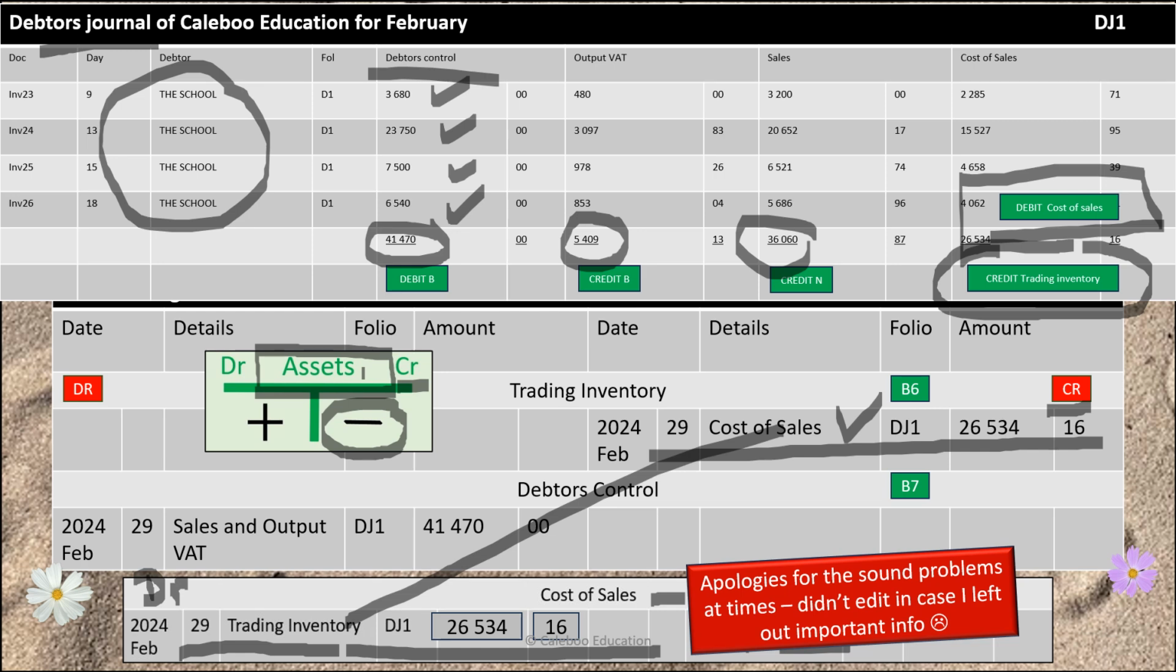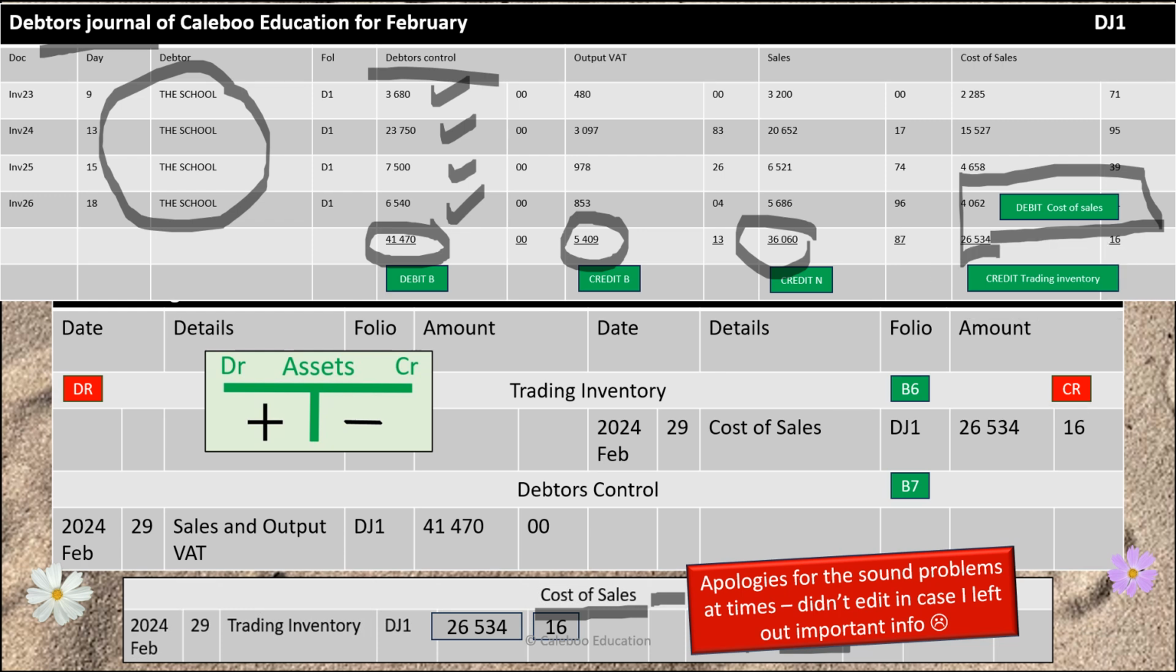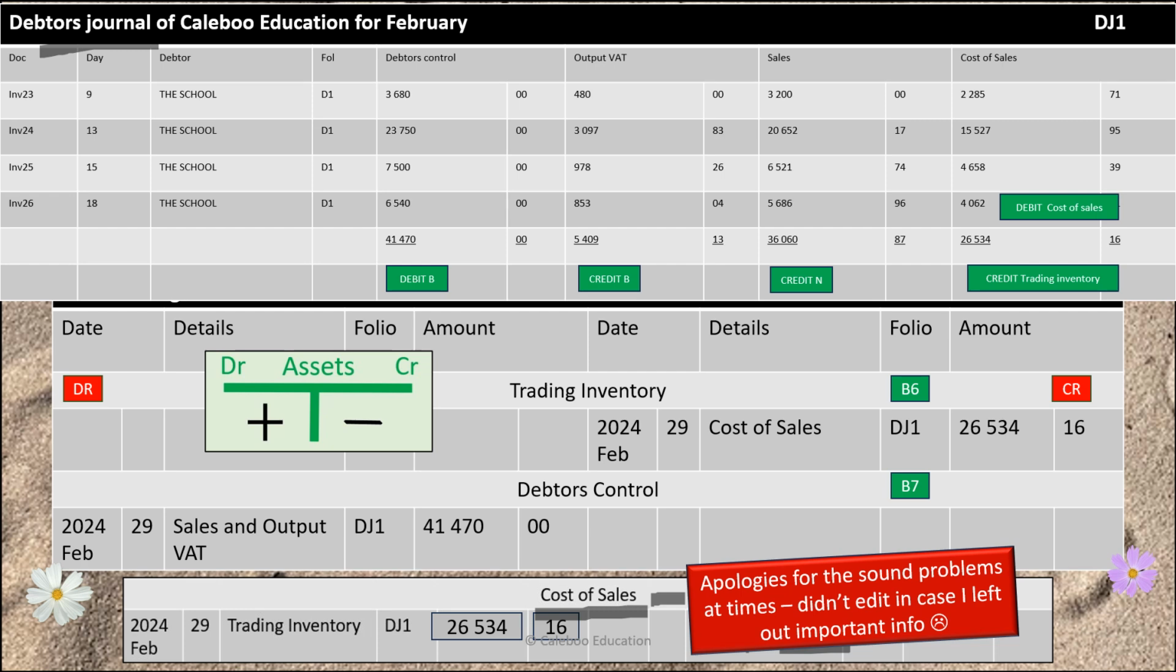And the contra account of cost of sales is trading inventory. And the contra account of trading inventory is cost of sales. I'm taking some time to explain this, but it's something that catches people out quite often. Now I'm going to cut a long story short. I'm giving you all the explanation and the understanding, but I'm going to show you this quickly.